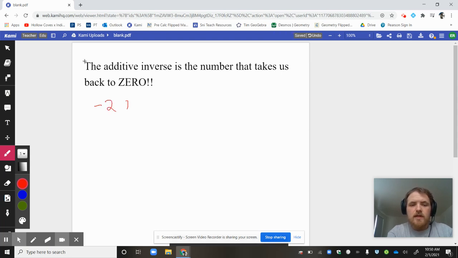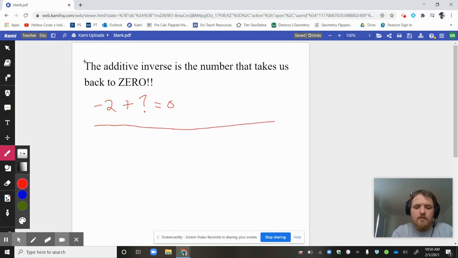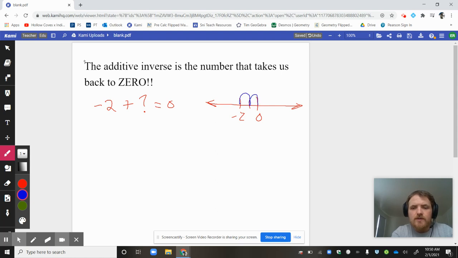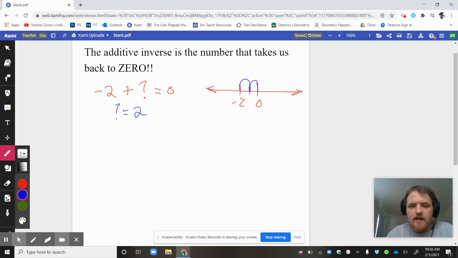Well, -2 plus something equals 0. So my equation for that is, we did it on a number line. If I want 0, but I'm at -2, I have to move to the right 2. So my question mark is +2, or just a 2. So that's great if you know how to do that.